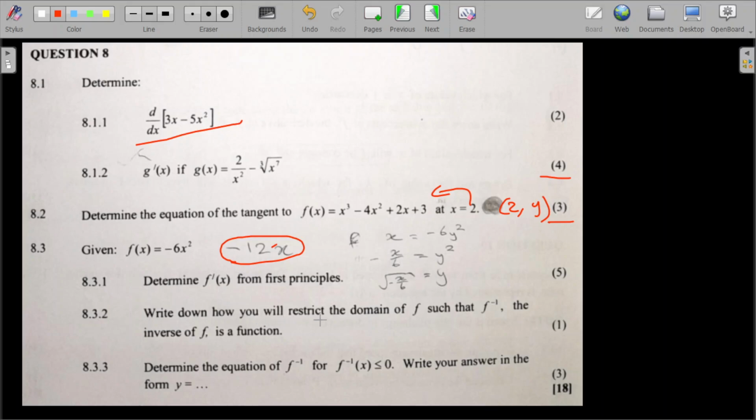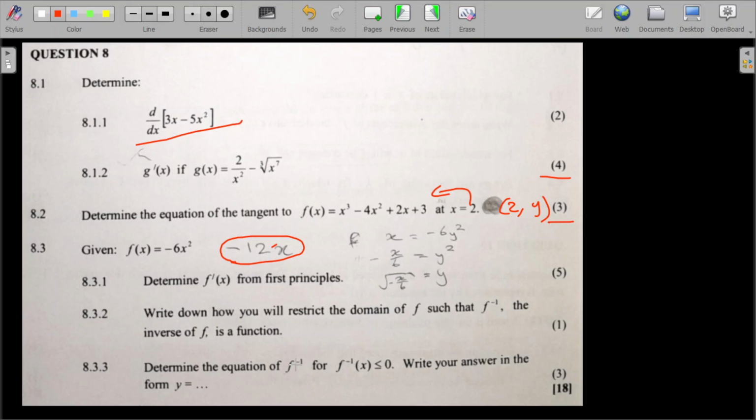Write down how will you restrict your domain. Okay, now this is very interesting in terms of writing the domain of this inverse, because to do the inverse you need to understand in terms of the domain, where will your x values exist. This is the interesting question.